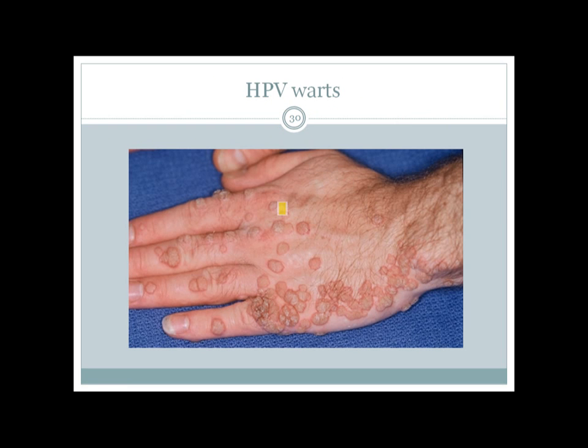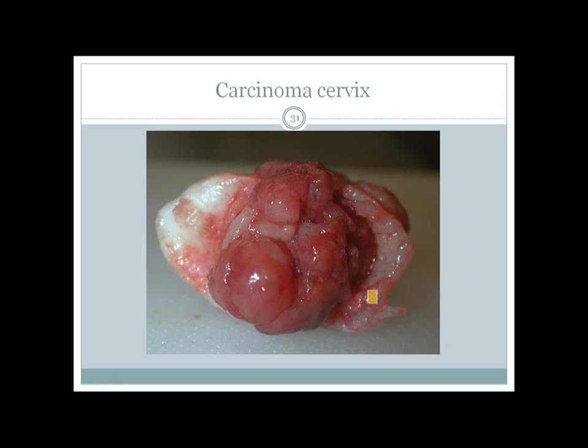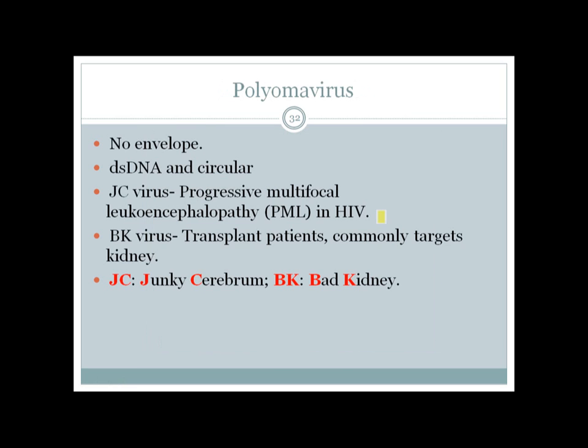And here you can see some warts by HPV, human papillomavirus. The warts can be exacerbated if a patient is immunosuppressed, because the viral replication rate would be higher in immunosuppressed patients. And here you can see a cut section of a specimen of carcinoma of cervix. So here is the growth. It can be either squamous cell carcinoma or adenocarcinoma.